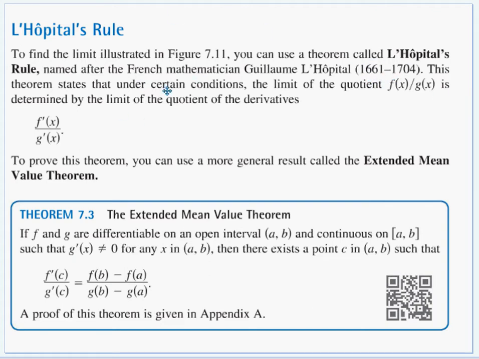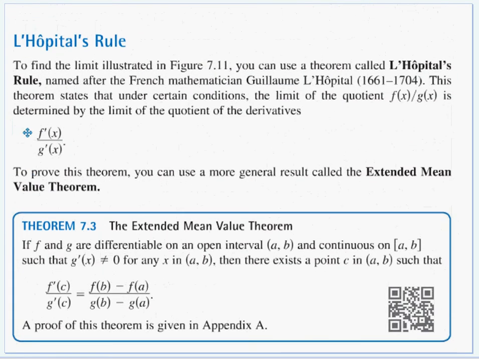This theorem states that under certain conditions, the limit of the quotient, f of x over g of x, is determined by the limit of the quotient of the derivatives. When we were finding derivatives, when we first saw a fraction, I said you can't just derive the numerator and denominator and keep them separate. We figured out the quotient rule. This is not the quotient rule. We are trying to find a limit, not a derivative. So we can just derive the numerator, and then we can just derive the denominator separately and try direct sub again.